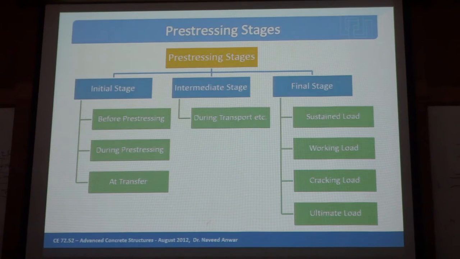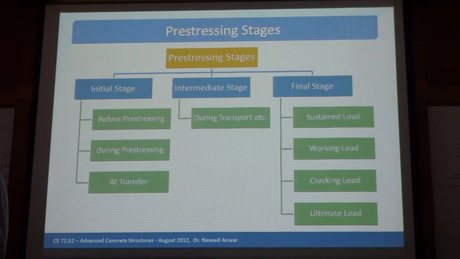One of the things about the pre-stressing problem is the stages. Pre-stressing is not done as one operation, it is carried out in stages. And why do we do it in stages? For several reasons. Number one, the process of construction, because for pre-stressing to be applied, we need to first of all cast the concrete, especially for post-tension.